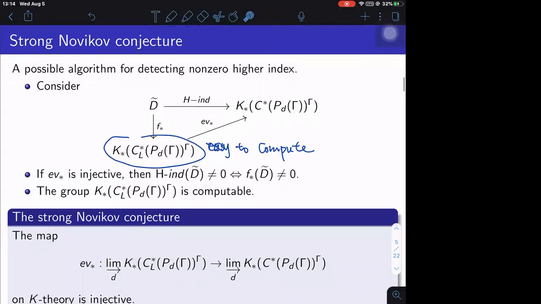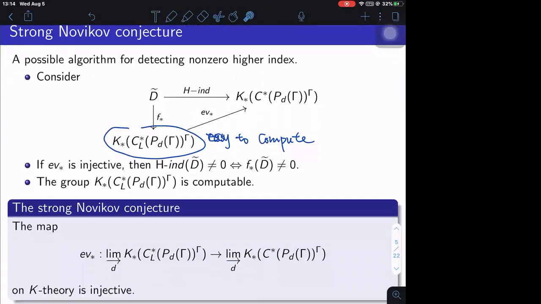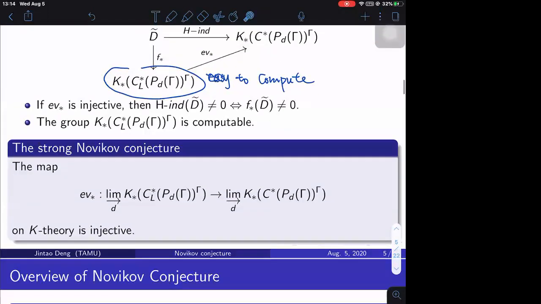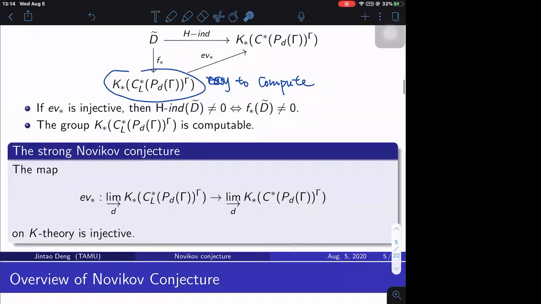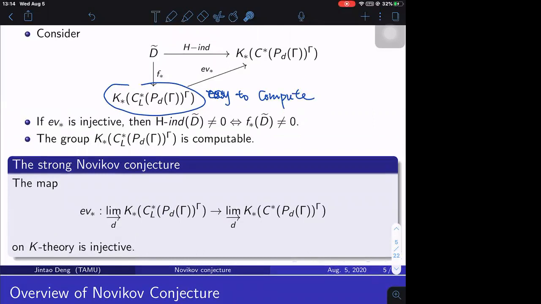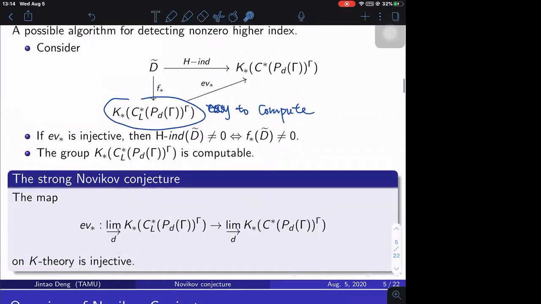So this is the reason we care about this assembly map. The strong Novikov conjecture says if you consider all the scales of the Rips complex, then the assembly map is injective. This is the strong Novikov conjecture. So actually we are going to use it just like a black box. The strong Novikov conjecture implies the Novikov conjecture.